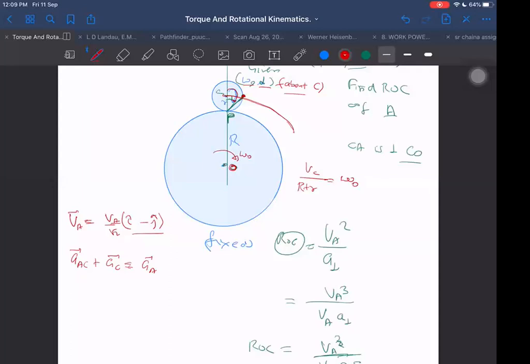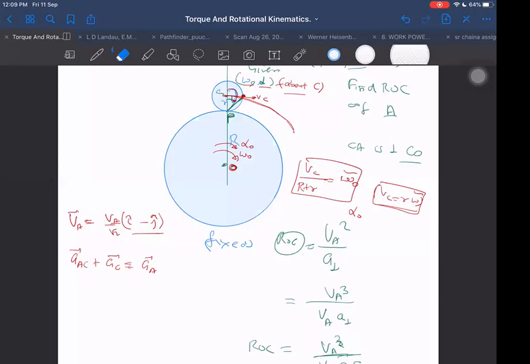And VC, the velocity of the center point, can also be written as small r into omega. Therefore, I can get the relation between omega naught and omega. The same relation will hold between alpha naught and alpha, because I can differentiate and I will get the same ratio. What is the relation coming out to be? Let us get it now.